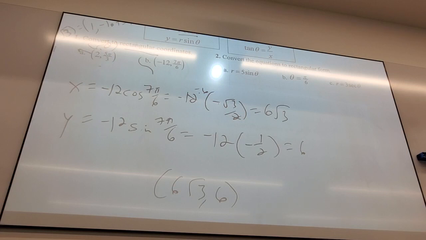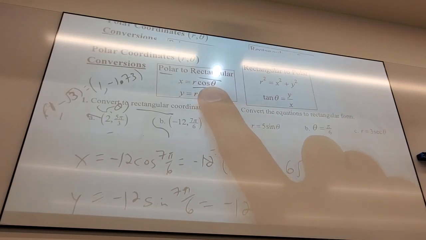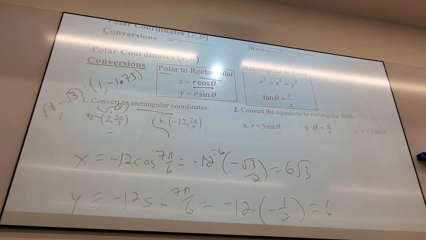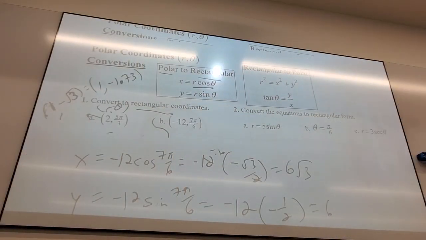Now, let me ask you this. Anywhere in the universe that I see r cosine theta in polar, what is that in rectangular? What's r cosine theta equal? x. Anywhere I see r cosine theta in polar, I can replace it with x. Anywhere I see r sine theta, I can replace it with y.